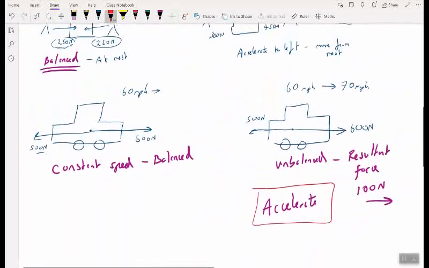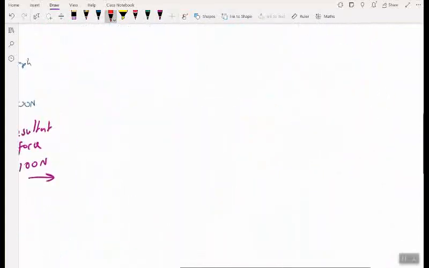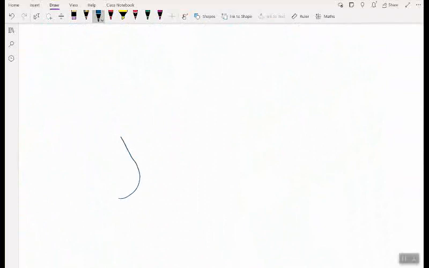Let's use the other final example that we need to talk about before I give you the full definition. Let's say that something is going at constant speed. So we've got a car making a turn round a roundabout, going at a constant speed of 30 miles per hour. Okay, but what's different this time?